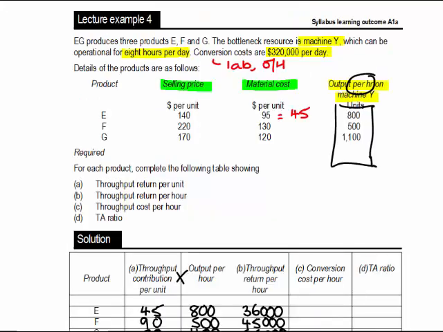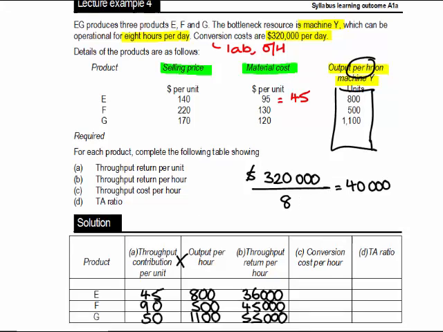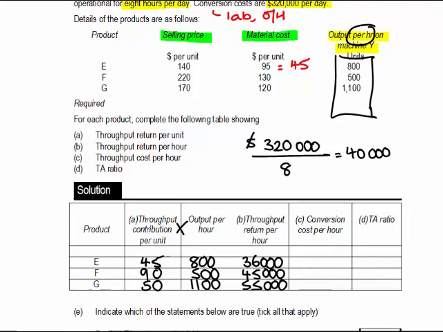Next, we need to work out the conversion cost per hour, and we're told that we've got 320,000 conversion costs every day, and there's 8 hours in a day. So every hour, there's actually $40,000 incurred in terms of labour and overheads. So that means if we complete that, it's going to be the same for all 3 products.